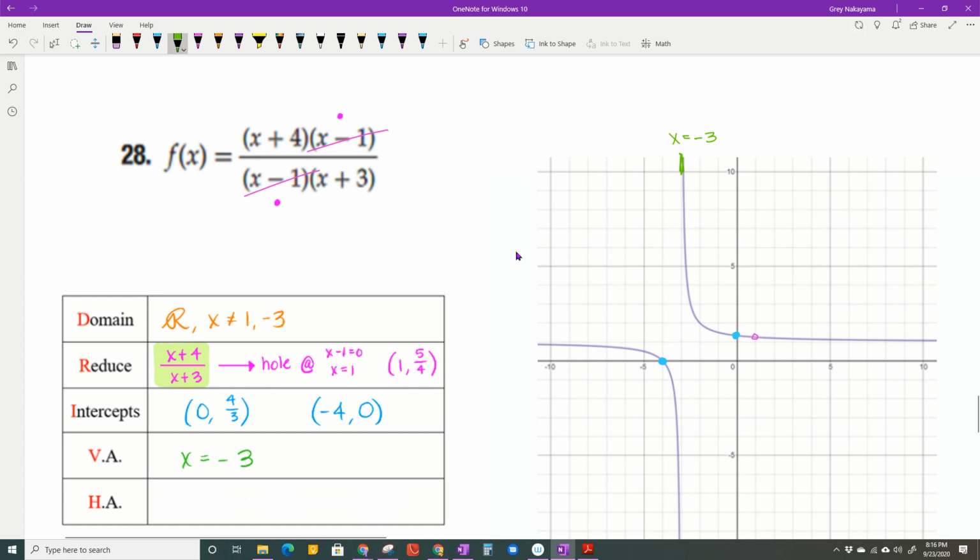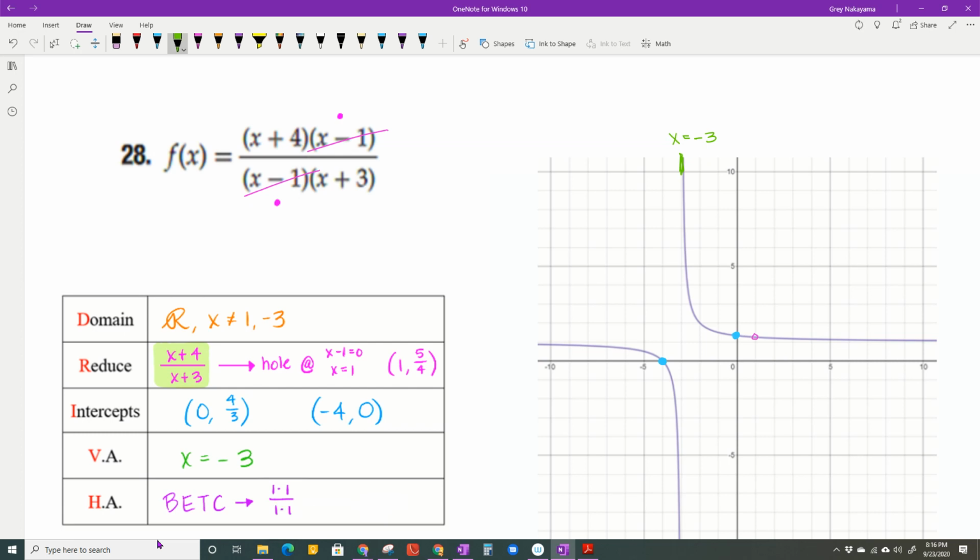Okay. And then horizontal asymptotes. What's the degree? Again, y'all, we're still using this one. The degree of the top is 1. The degree of the bottom is 1. So that means this is Betsy, because bottom equals top. So I'm going to use the coefficients. All right, what's the first? The top coefficient is 1. The bottom coefficient is 1.